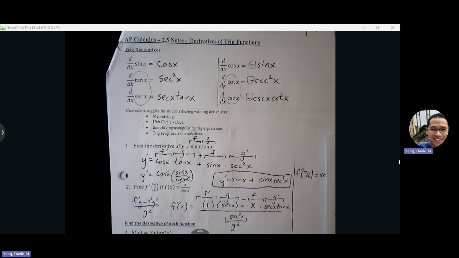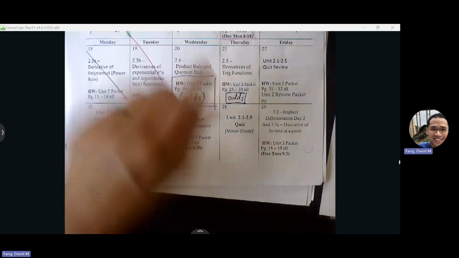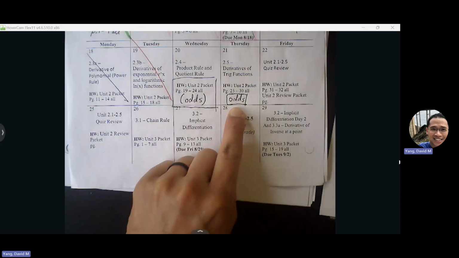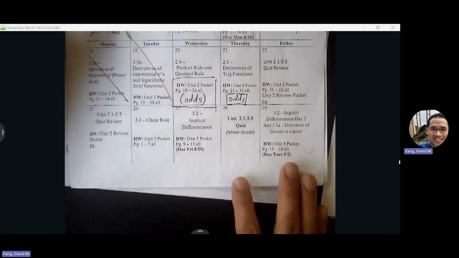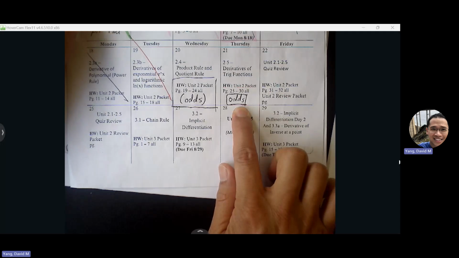Okay, we have a little over 10 minutes. I would like for us to get started with our homework. Page 25 through 30, just the odd numbered problems. So go ahead and start. I'm going to start putting the answers up starting on page 25, and seeing if we can get through a good chunk of it in 10 minutes. So just the odd number problems, page 25 to 30.